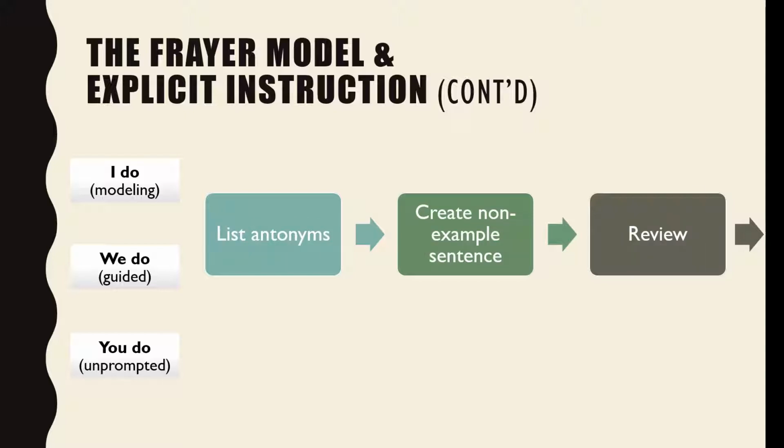To deepen comprehension by providing an alternative context, discuss antonyms of the new word and then create a non-example sentence. For instance, a non-example sentence for the word ambiguous would be, "The man gave specific details about the car that crashed into him." Finally, check the student's understanding by reviewing each part of the completed Frayer model.